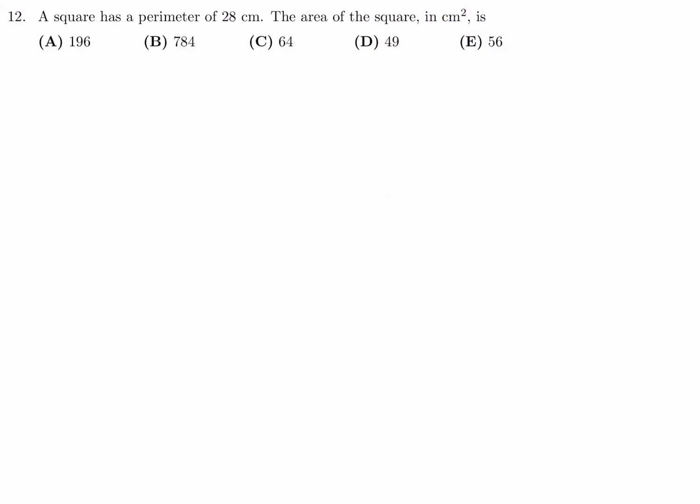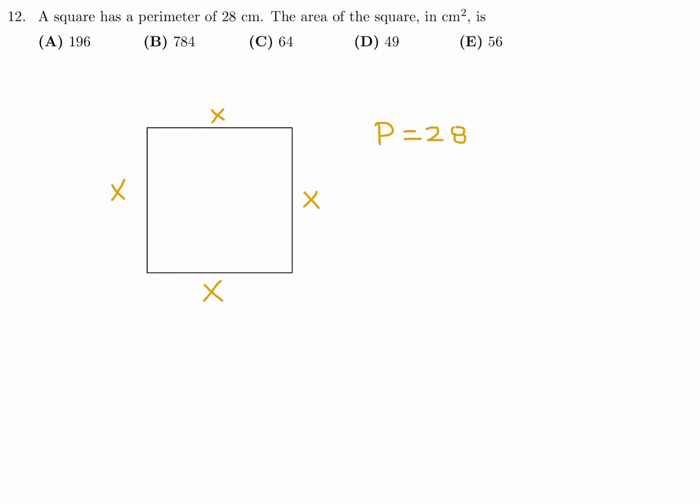A square has a perimeter of 28. The area of the square is. So here we have a square, and they are saying that the perimeter is 28. So P is 28. Now the side of the square we'll call x, and as you are well aware, a square has all 4 sides the same. So that means that 4x is equal to 28, and therefore x is equal to 7.